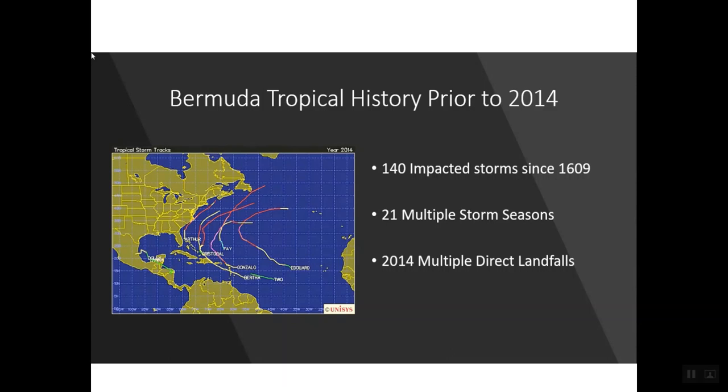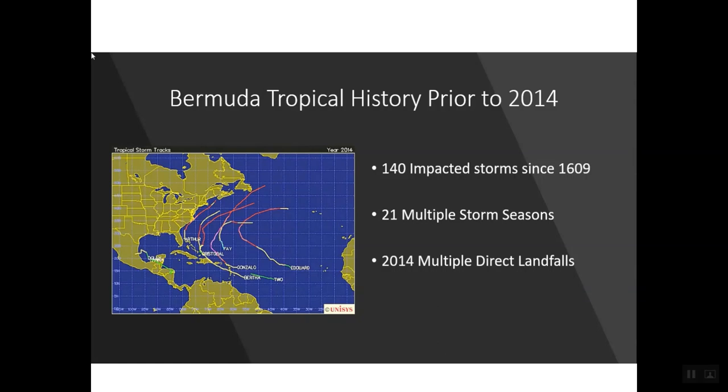21 of those seasons, though, had multiple storms impact the island. So there may have been 10 storms in a season, that two or more storms in some way impacted the island, but only one of those storms in each season took a direct hit to either the mainland or the surrounding marina locations.